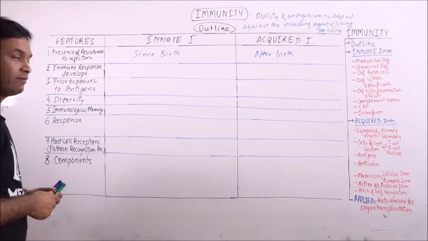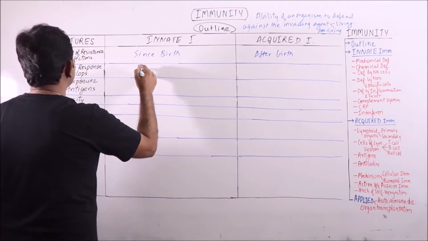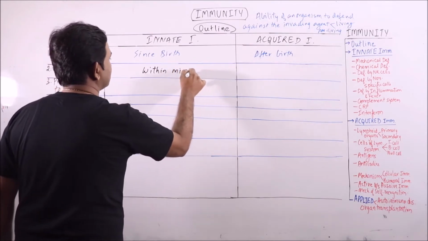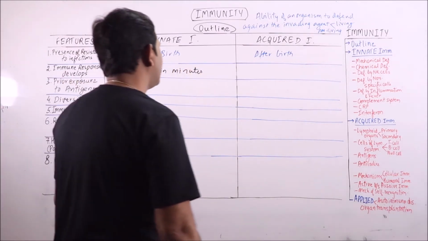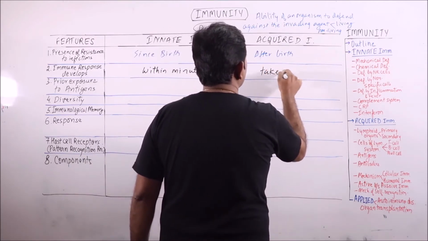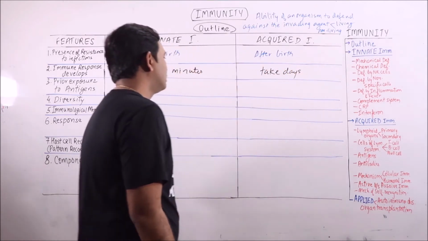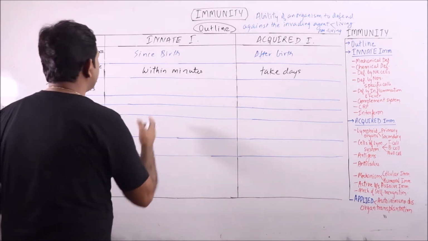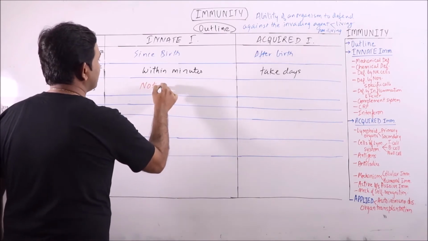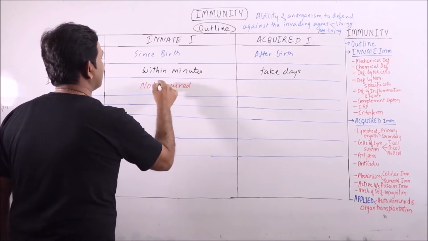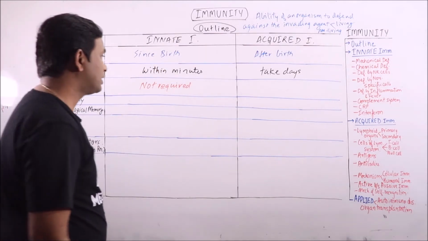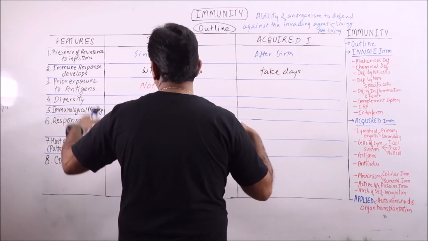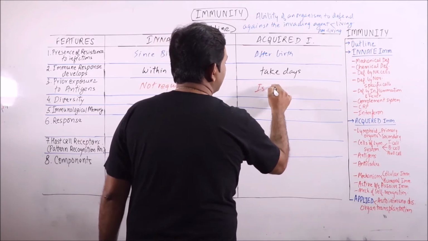Now, immune response develops. Innate immunity starts working within minutes, but the acquired immunity takes days to initiate the work. Prior exposure to antigens is not required in case of innate immunity, but it is a prerequisite in case of acquired immunity. That is, prior exposure of antigen is required.